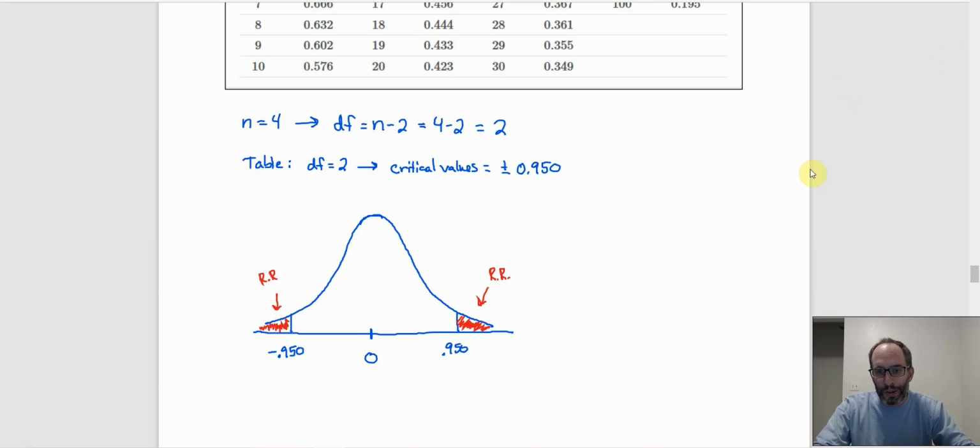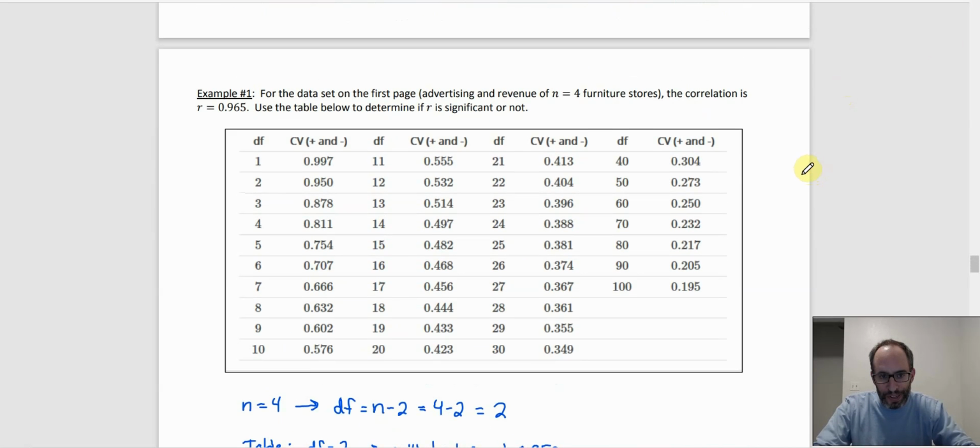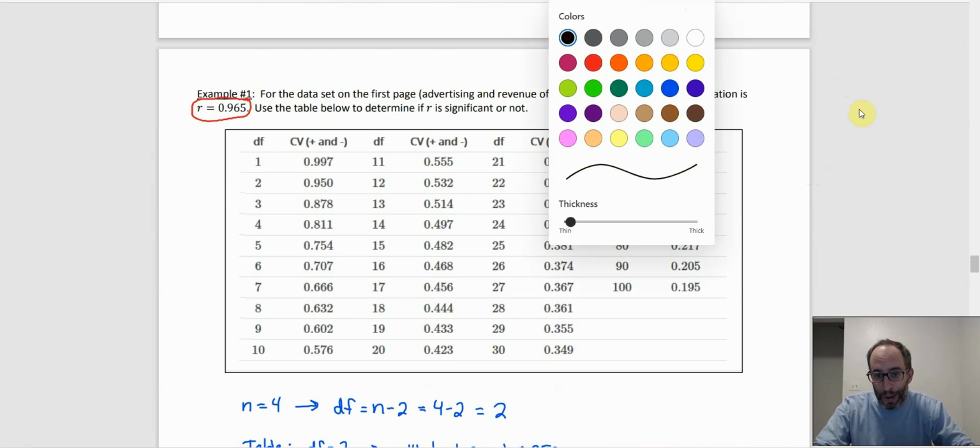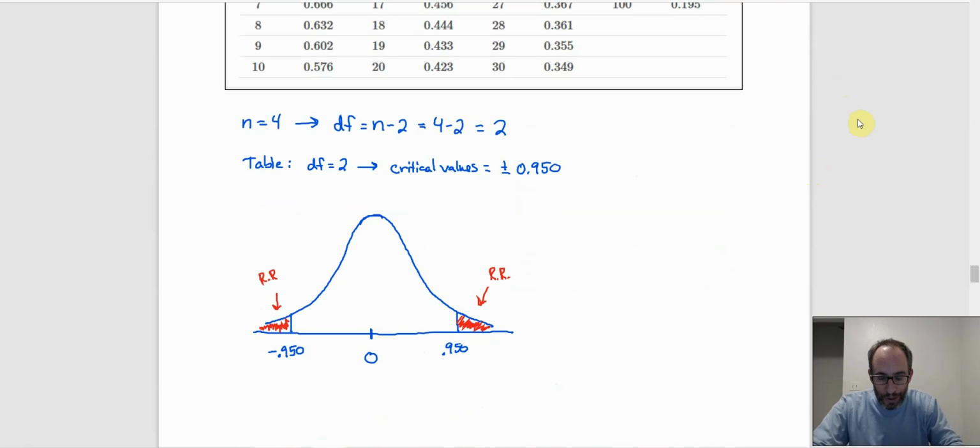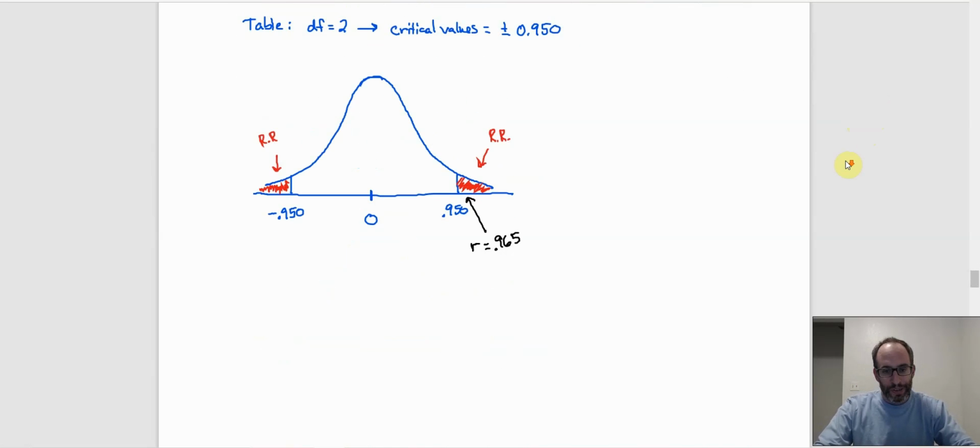Okay, well then our sample correlation, if I go back up here for a second, it's right here, right? It says sample correlation of 0.965. So where's that going to go in my picture? Well, it's bigger than 0.95 by a little bit, right? So it's up there in that tail, and that's where you're going to have the sample correlation of 0.965. All right, so it's in the tail, so it's in the rejection region.